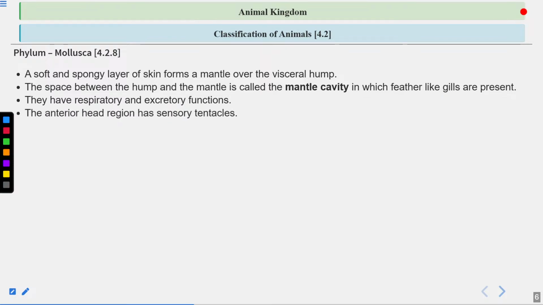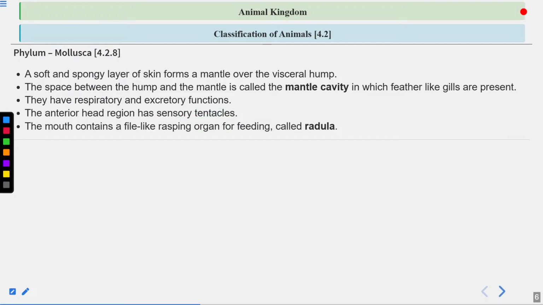Now the anterior head region has sensory tentacles. You can underline this. So what is the role of tentacles? Why are tentacles present? These tentacles help in detecting the environment and they also help in finding the food. Clear? They have certain kinds of cells in them, and they can detect stimuli in the environment. And they also help in finding the food.